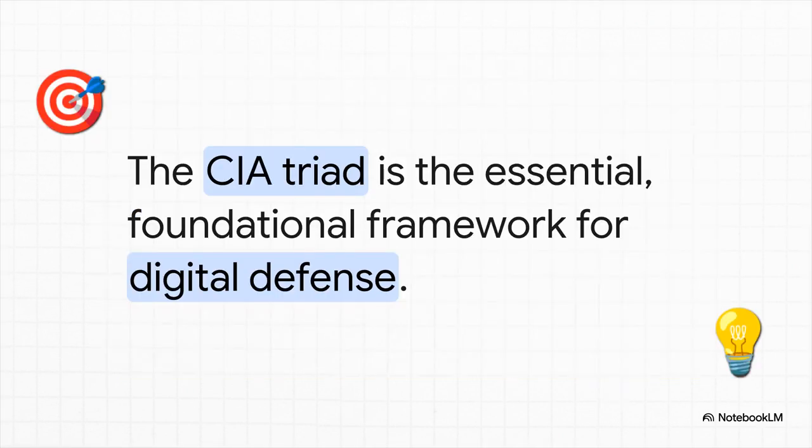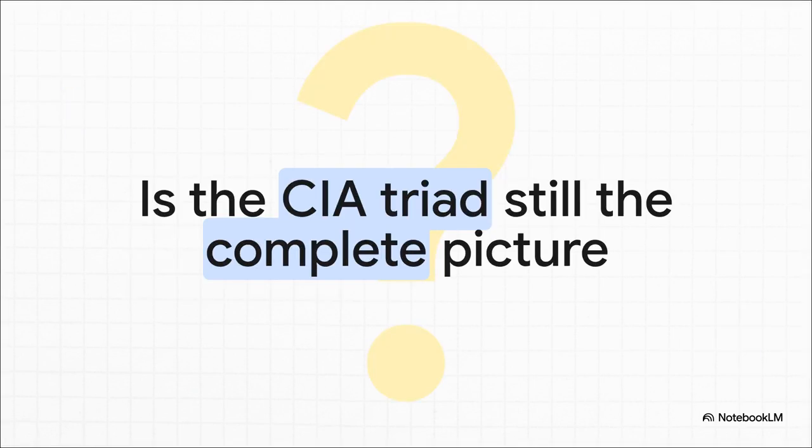So at the end of the day, the CIA triad is way more than just something you memorize for a certification exam. It's the fundamental language of digital defense. If you can wrap your head around confidentiality, integrity, and availability, you genuinely understand the core of how our entire modern world is protected. But that does leave us with a pretty big question. The CIA triad has been the gold standard for decades. But now, as we're staring down the barrel of new threats, from AI, from quantum computing, from massive disinformation campaigns, is this classic framework still the complete picture? Is it enough to keep us safe in the future? That's the question security experts everywhere are wrestling with right now.